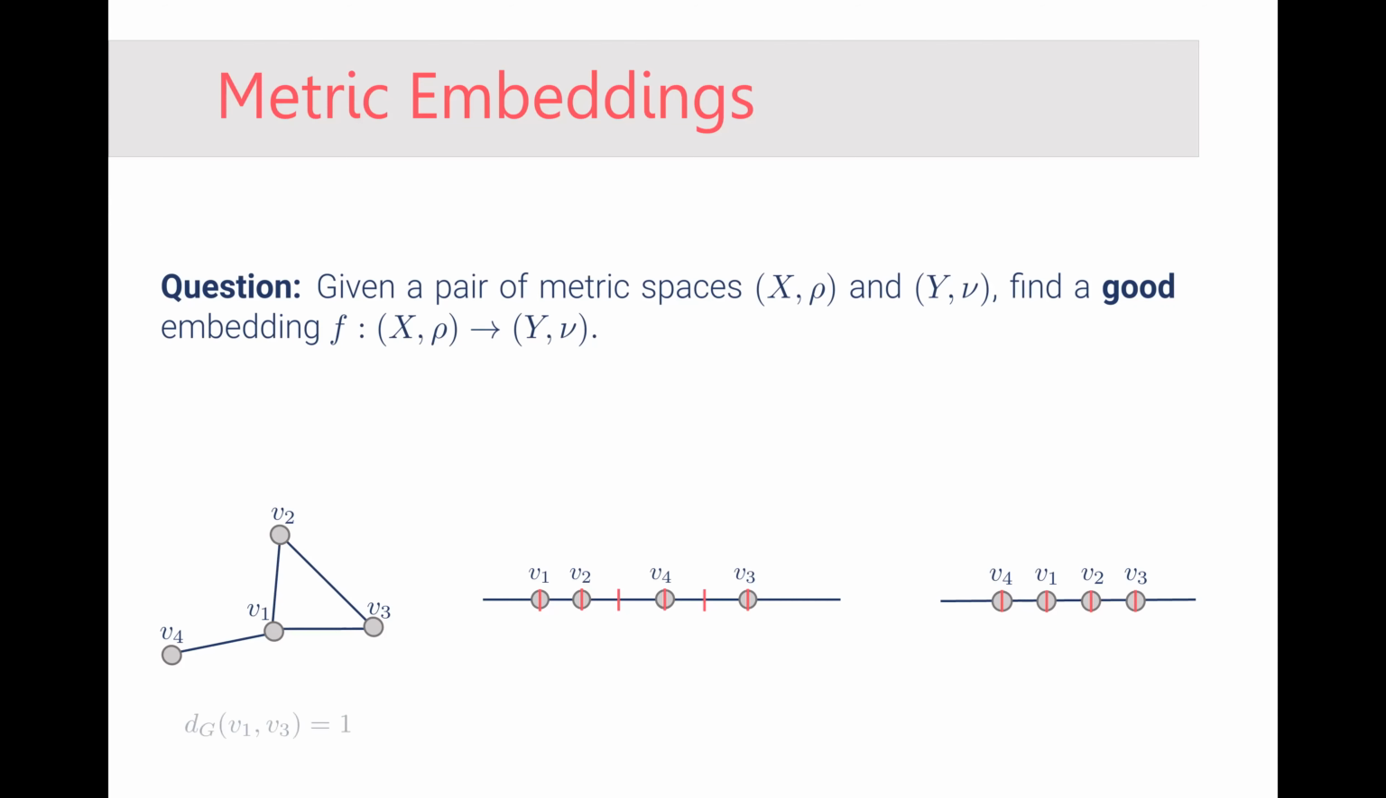For instance, in the first embedding, embedding G, one can check that the biggest expansion is between the vertices V1 and V3, and the distortion is 5. For embedding F, the biggest expansion is 2 and there is no contraction, so we conclude the distortion is 2. The second embedding is better for our case. Why do we study embeddings from graphs into a line?